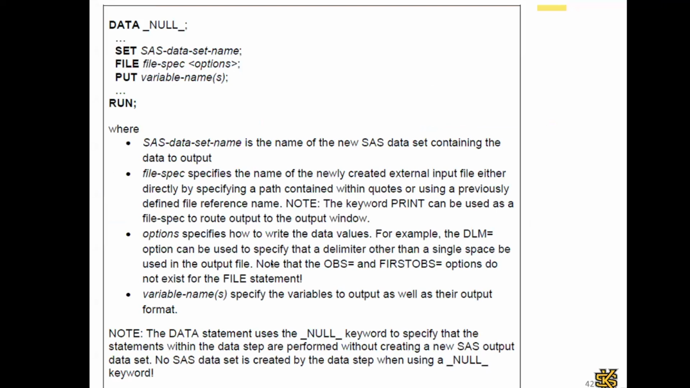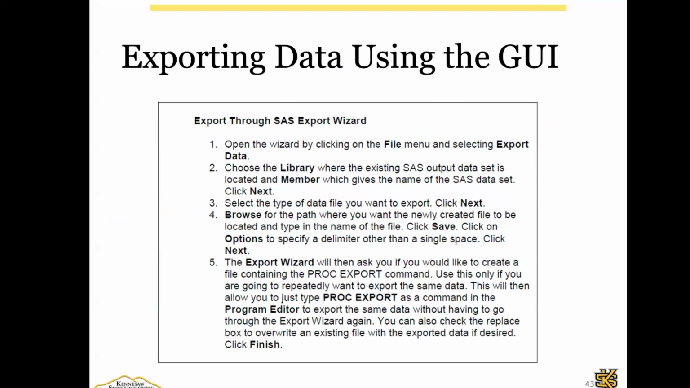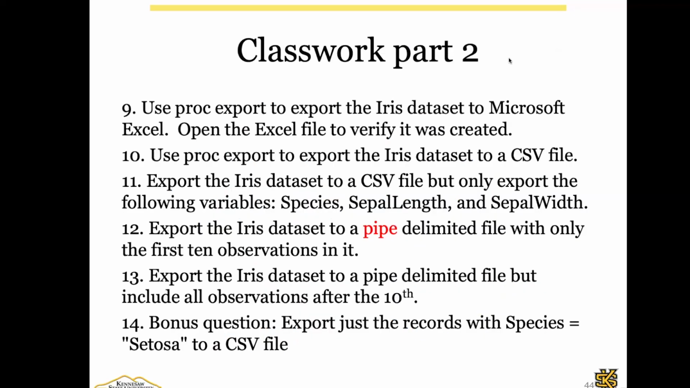So that's the structure of the data null function. We need to set whatever data set in whatever library. We need to address the file name, file address, and also if we have some variables like the ones we would like to have here, make, model, type, origin, others, we can just put it here. There's also an option of exporting with the graphical user interface, which we are not going to cover.